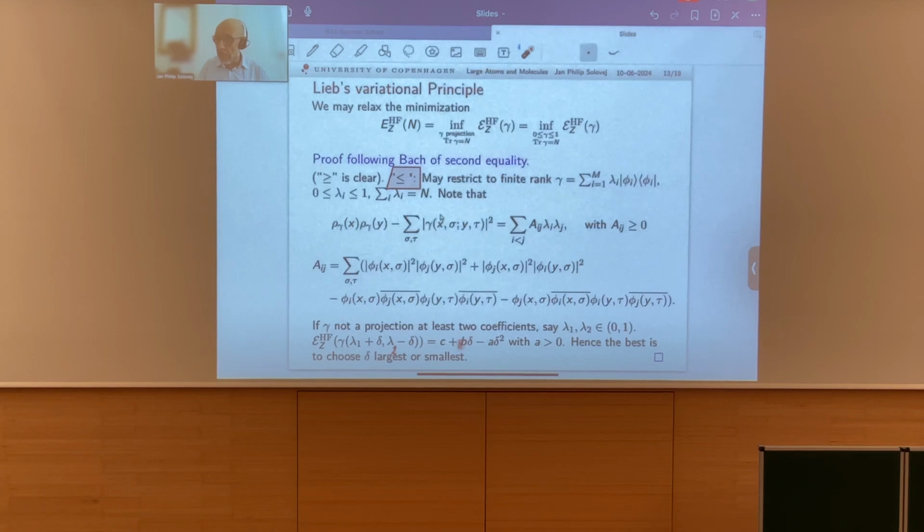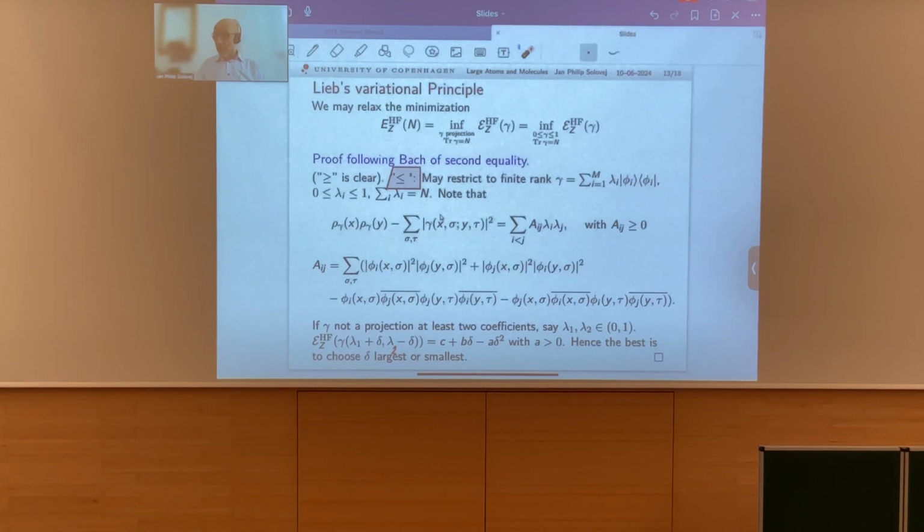So there will be a constant that does not depend on delta. There will be a linear term in delta. And then there will be a term that comes from the term lambda 1 lambda 2, which is lambda 1 minus delta, lambda 2 plus delta. So this will be a minus delta squared times a positive coefficient. And then I integrate it divided by x minus y. So all in all, I will have this expression here with a being strictly positive.